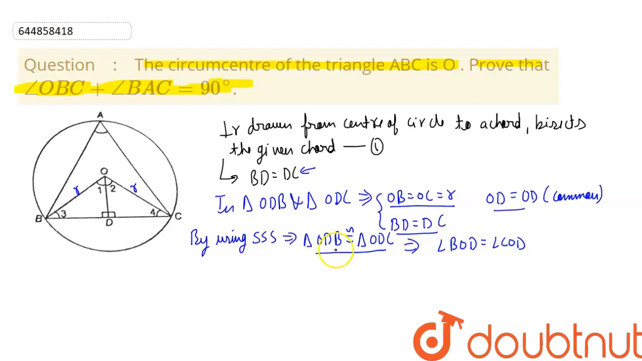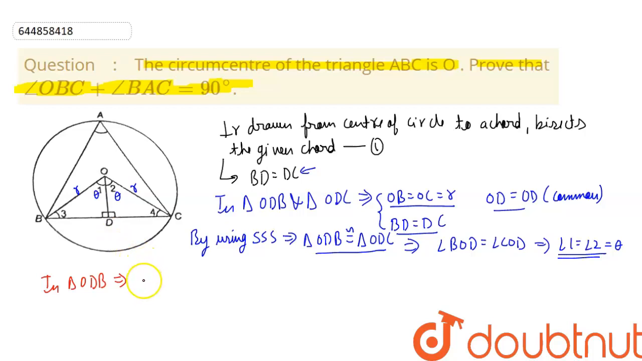Here we have the angle BOD as angle 1 and the angle COD as angle 2. From this we conclude that angle 1 is equal to angle 2. If we assume that both of these angles are equal to theta, then this angle 1 is theta and angle 2 would also be equal to theta. Now we are going to consider the triangle ODB, and in this triangle we are going to apply the property of the triangle that the sum of all the angles of a triangle is equal to 180 degrees.